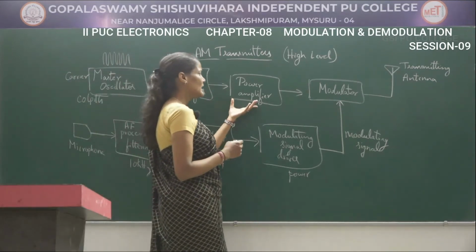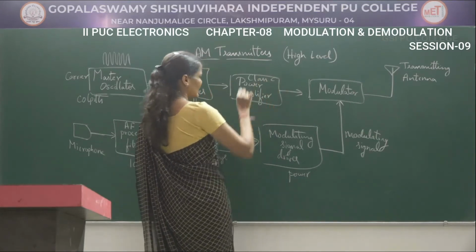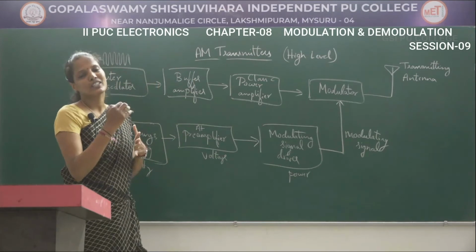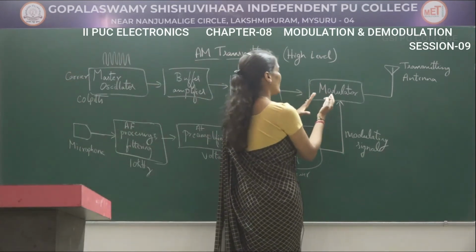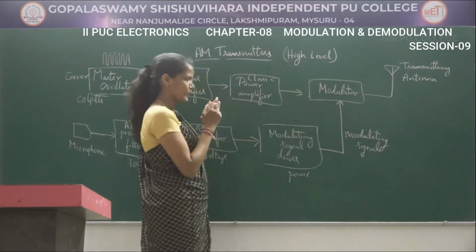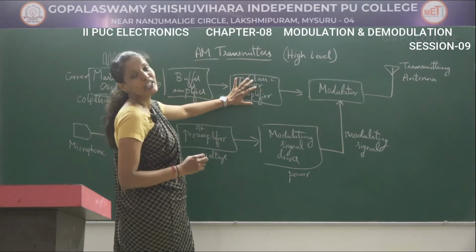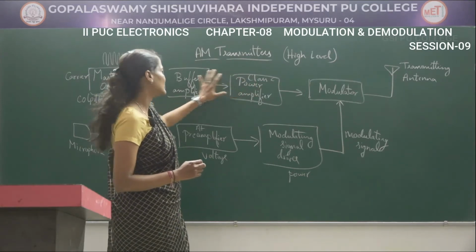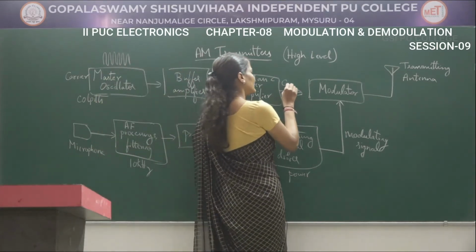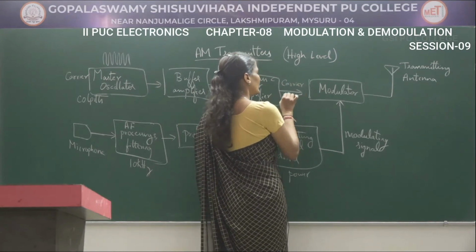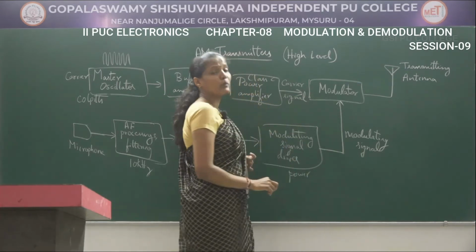Coming to this third block, in this power amplifier we are going to use the class C power amplifier, where the power level of the signal will be increased to a larger extent such that it is capable of driving the modulator circuit. So we use the class C power amplifier circuit to increase the power level of the signal coming from the buffer amplifier. Finally, the output of this class C power amplifier will be a carrier signal whose power is very high, and that will be given to a modulator.